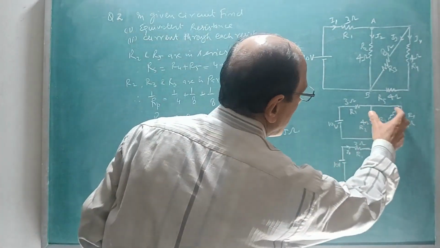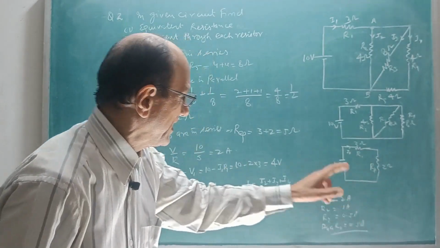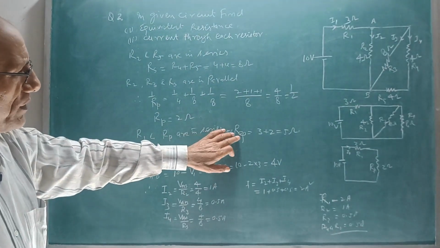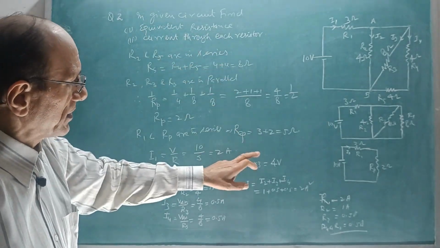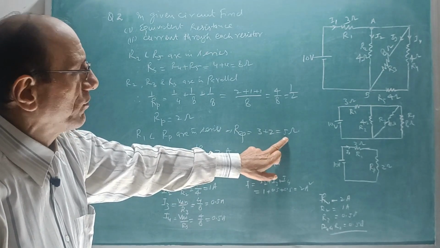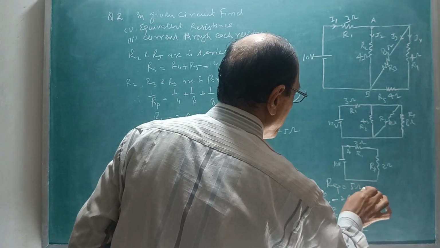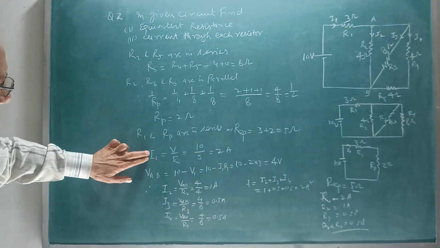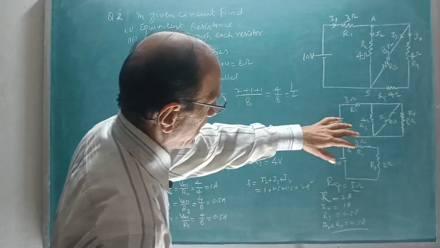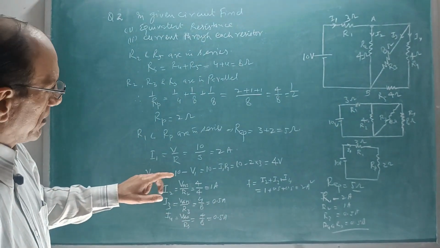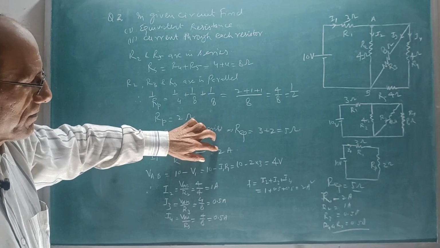Now the equivalent circuit will become this. And this Rp and R1 are in series. So the net equivalent resistance, the first part answer, is 5 ohm. R equivalent is 5 ohm. Now the current through this will be I, that is equal to I1. So I1 will be equal to total voltage V divided by total resistance 5, that is 2 ampere.